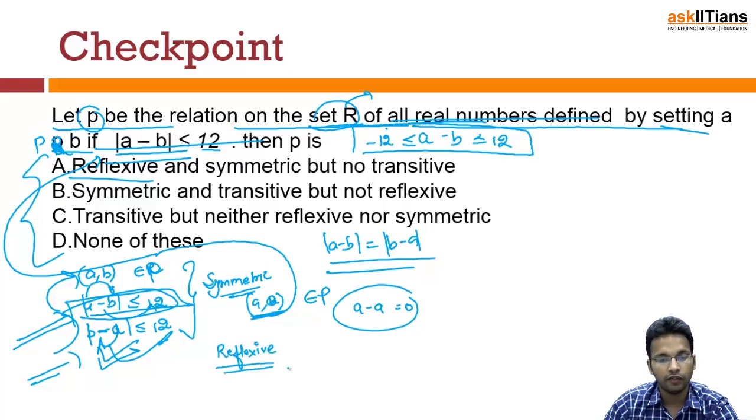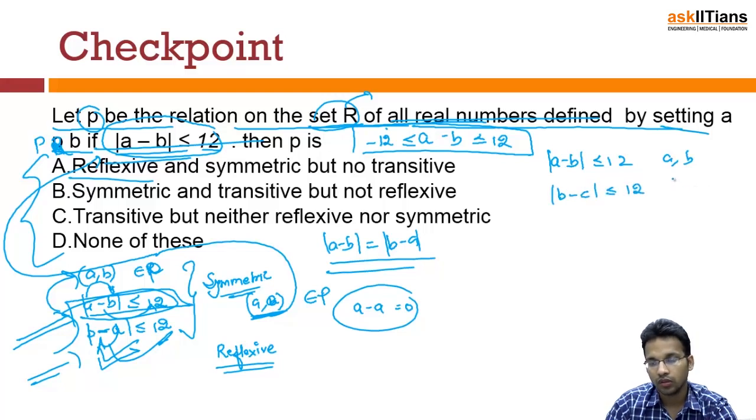Okay. Now if we go for transitive, what you need to do? You need to say that |A minus B| less than 12, which means (A, B) belongs to R, and |B minus C| less than 12, that is, (B, C) belongs to R. Now you have to show that for each of them, (A, C) should belong to R for the relation to be transitive.